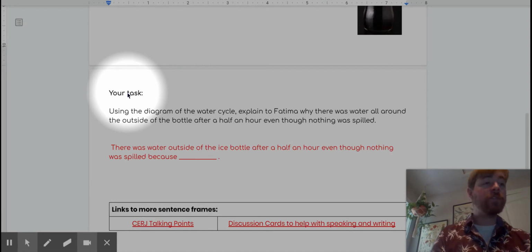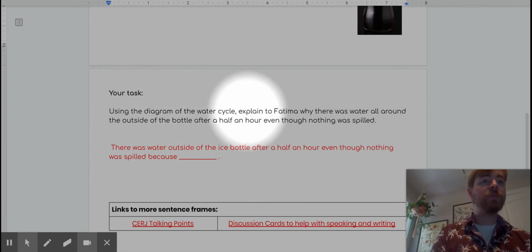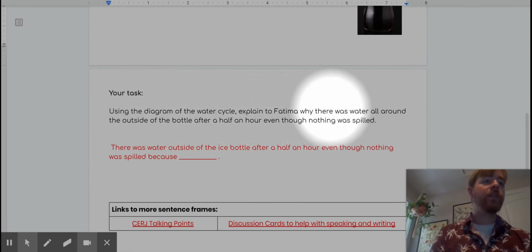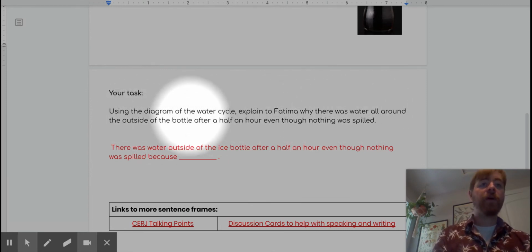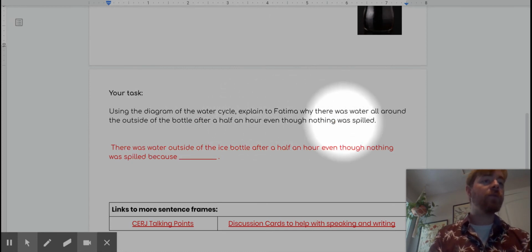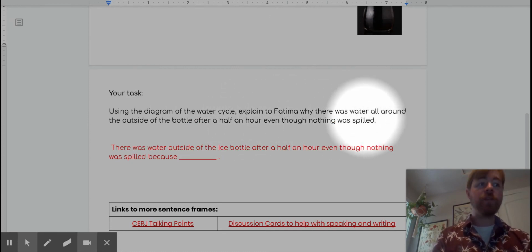Okay, so now that we've seen that, here's our task. Using the diagram of the water cycle, explain to Fatima why there was water all around the outside of the bottle after half an hour, even though nothing was spilled. Remember, this bottle is totally unopened, has no leaks. So why did water droplets form all around the bottle?